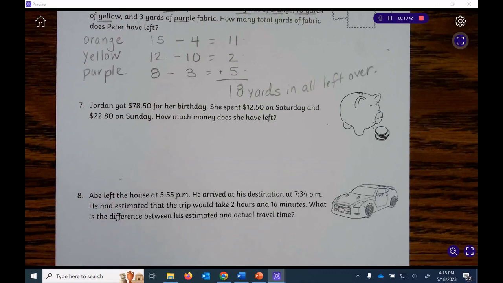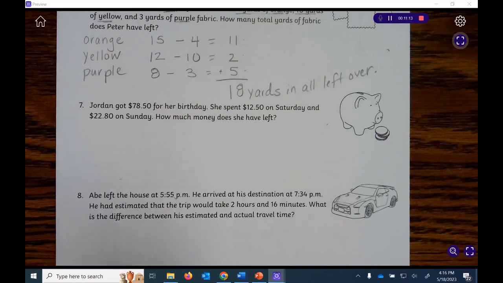Question number 7. Jordan got $78.50 for her birthday. She spent $12.50 on Saturday and $22.80 on Sunday. How much money does she have left? Pause the video, solve the problem, unpause the video to check your answer.